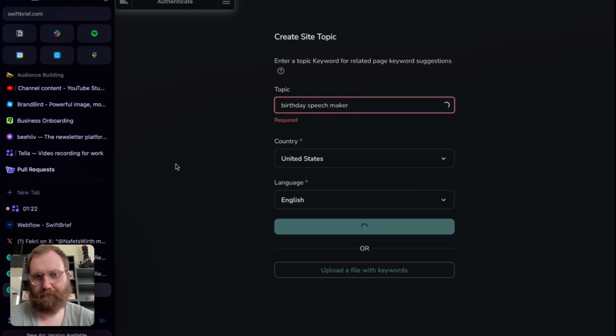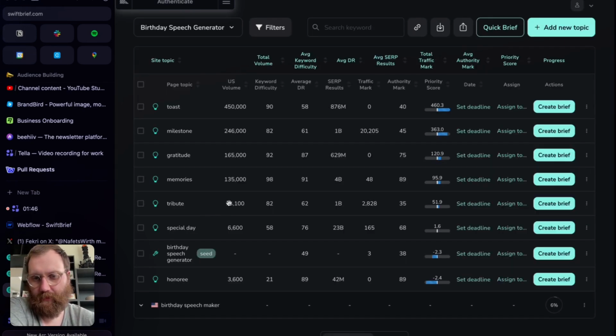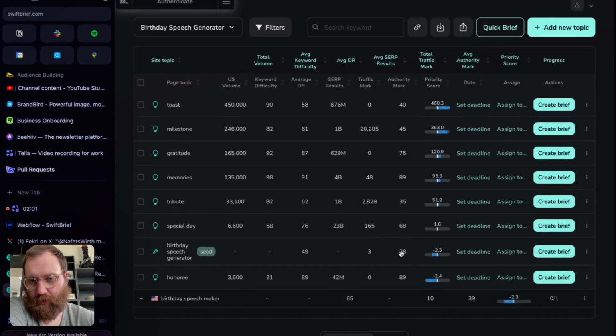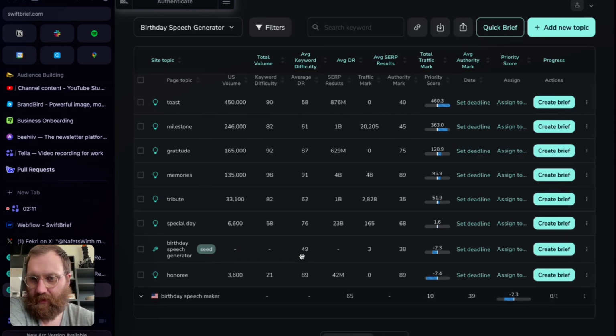Let's try that out. Now I can go in here after the data is there and see that, for example, birthday speech generator as a solutions page, so a bottom of the funnel page, doesn't actually have a lot of volume behind it. But whoever ranks the worst in the top 10, or has the lowest authority in the top 10, has 3 traffic. Volume will always be deceiving as an estimate, or any of these numbers can be deceiving, right? But what you want to look at is whether there is any sort of volume signal here. If this was higher, that would be better.